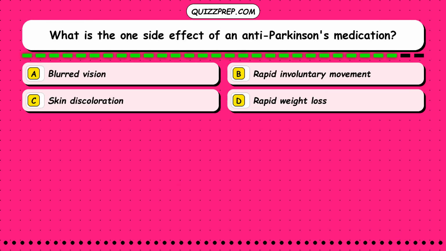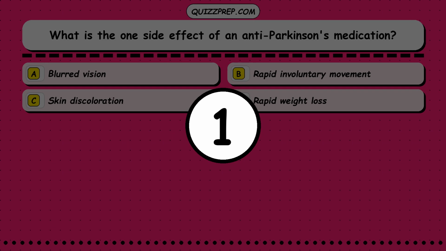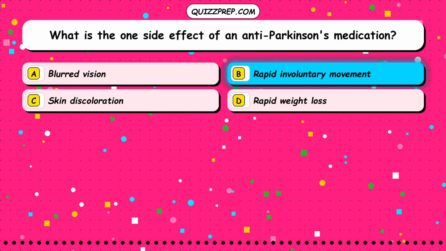Question 166. What is one side effect of an anti-Parkinson's medication? Option A, blurred vision. Option B, rapid involuntary movement. Option C, skin discoloration. Option D, rapid weight loss. The correct answer is option B, rapid involuntary movement.